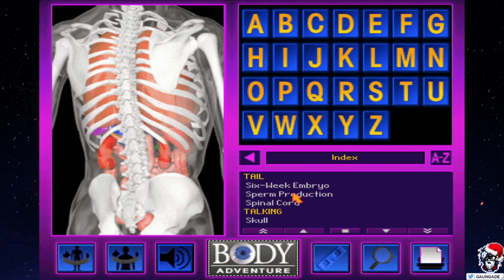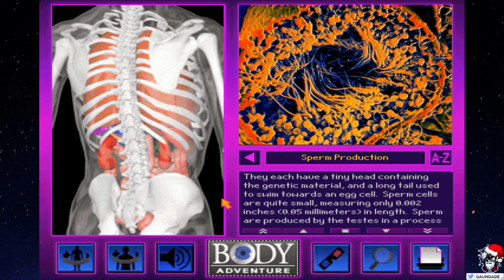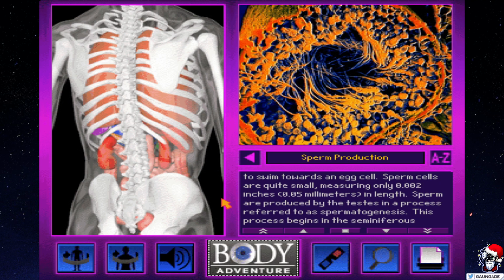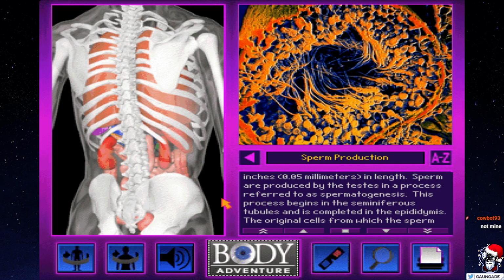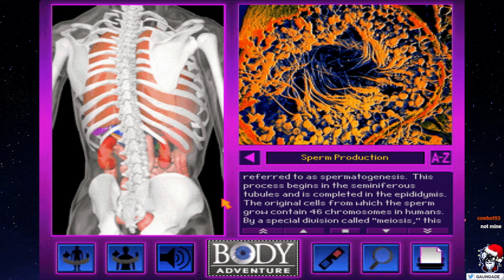Sperm production. The male sex cells are called sperm. They each have a tiny head containing the genetic material and a long tail used to swim towards an egg cell. Sperm cells are quite small, measuring only 0.002 inches, 0.05 millimeters in length. Sperm are produced by the testes in a process referred to as spermatogenesis. This process begins in the seminiferous tubules and is completed in the epididymis.